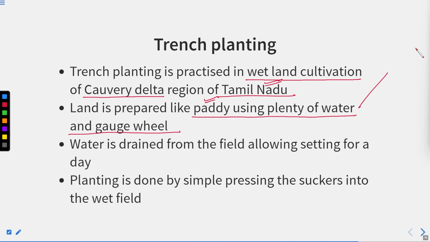In the same way, we fill this cropland with water, like in the case of paddy. Water is drained from the field and it is allowed to settle over a day. Planting is done by simply pressing the sucker into the wetland. So when the land is quite wet, you can simply push the suckers into the wet field.